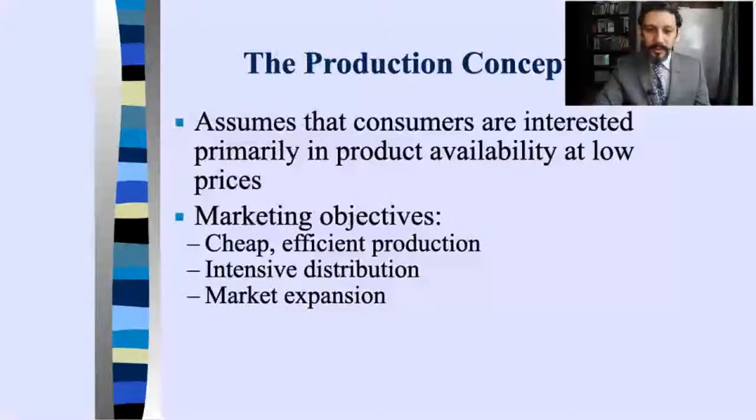So once again, just a brief overview: the production concept assumes that consumers are interested primarily in product availability at low prices. So it's try to make lots of products, at low prices, with efficient production, low price for your customer, and you have intensive market distribution. So you try to distribute your product and service extensively across the marketplace. And the goal of a company in this stage is market expansion. Go for expanding your market, getting a large number of customers because you're selling at a low price.